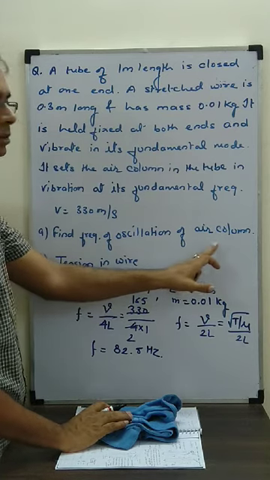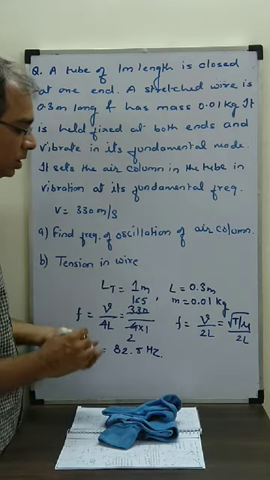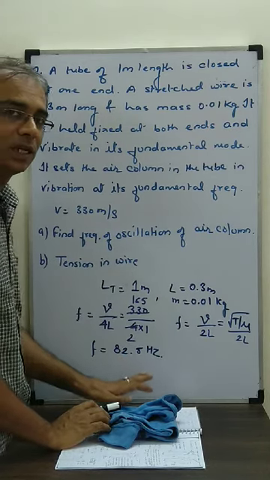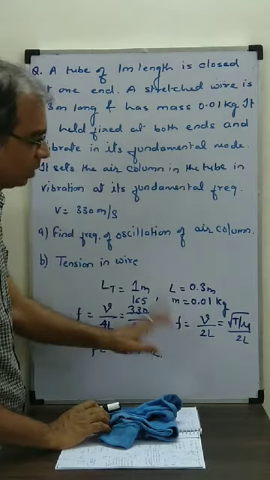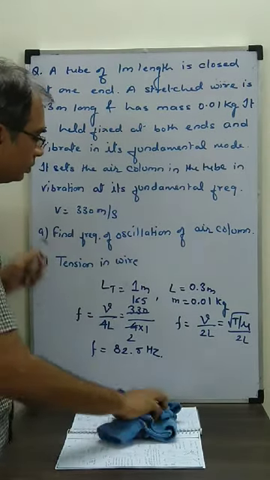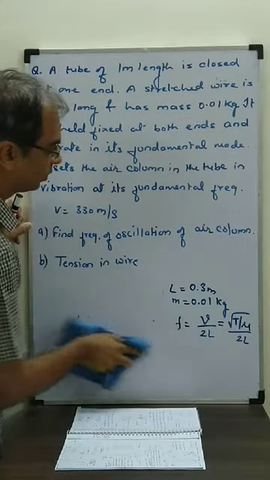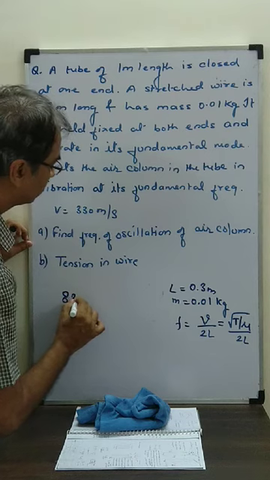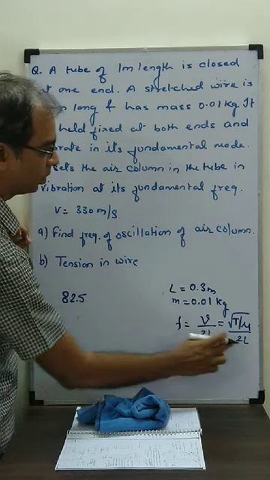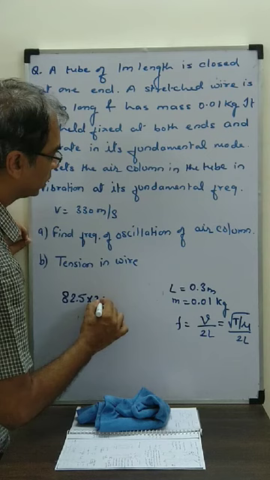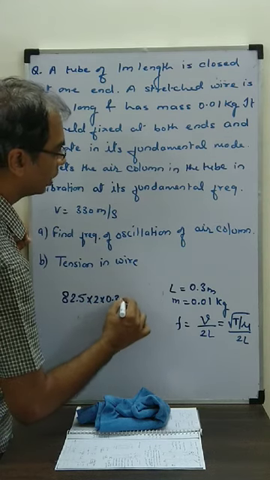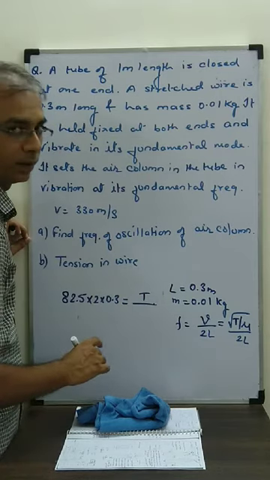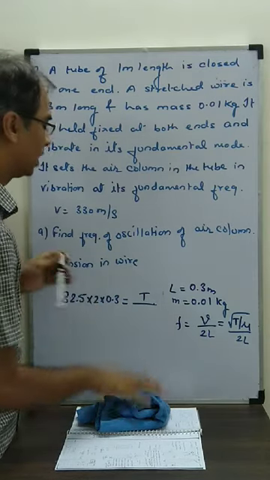We got it. The second case is: what is the tension in the wire? Now we know that this wire is vibrating with the same frequency as that of the organ pipe. So I can keep this frequency here also, 82.5, and we try to find T. So 82.5 into 2L, into 2, and length is given 0.3, equal to root over T by mu. T we are finding, and what is mu? Mu is mass by length.